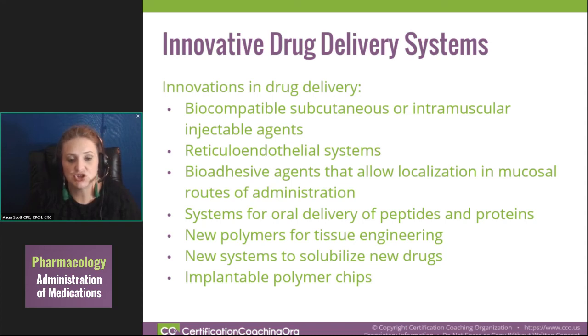Let's see, solubilizing new drugs. Again, using a solvent to get into the system, and they have implantable polymer chips. Now we already have implantable devices for things like administration of radiation for prostate cancer, but that's radiation. That's not necessarily a drug. Now they've got ways that they can inject something that's going to stay in an implantable device and release the medication over a long period of time, like birth control that can be done like that under the arm.